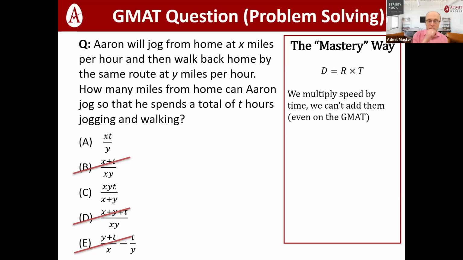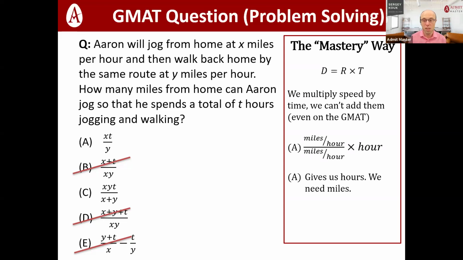So if I look at A, I would notice A gives me X over Y, which is the ratio of 2 speeds, basically miles an hour divided by miles an hour. And then I would multiply this by T, which is time. So if I take a ratio of 2 speeds and then multiply by T, I would get hours. I would get the time. But the question was asking me for miles. So A is not the right answer. And you know what? At this point, the only answer that's left is C.